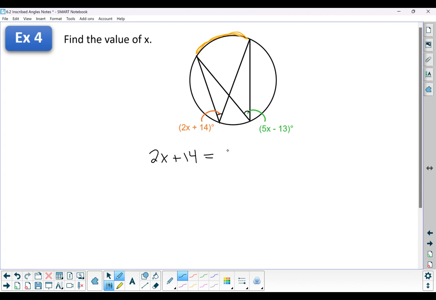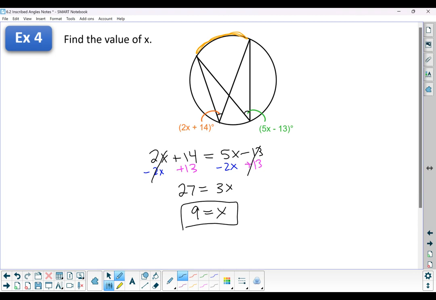So 2x plus 14 is equal to 5x minus 13. So if we add 13 and subtract 2x, we get that 27 is equal to 3x. So that means x is equal to 9.